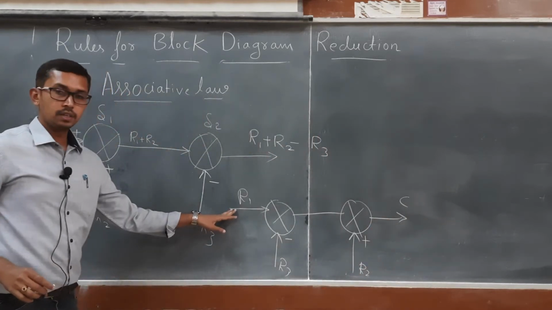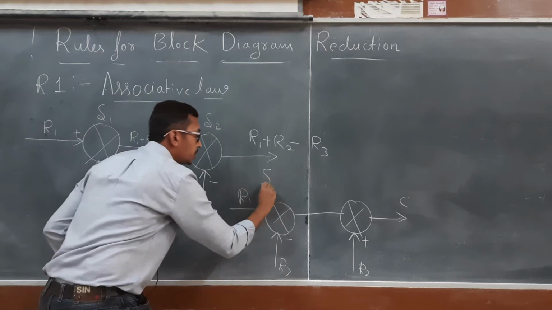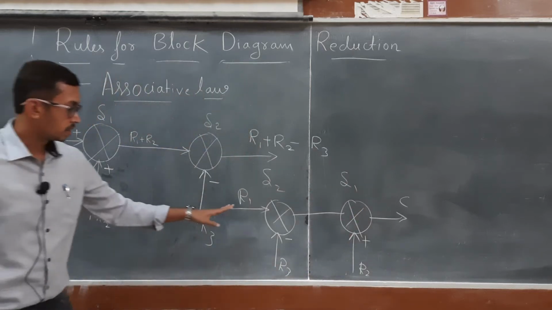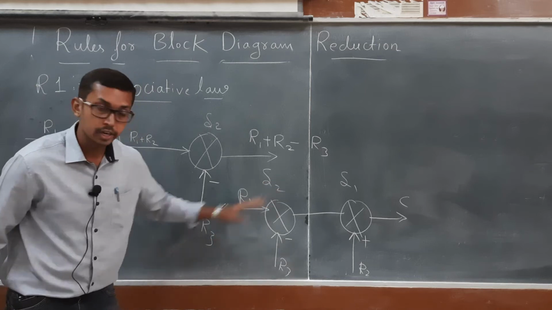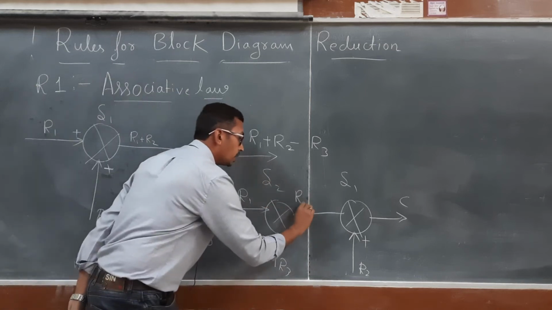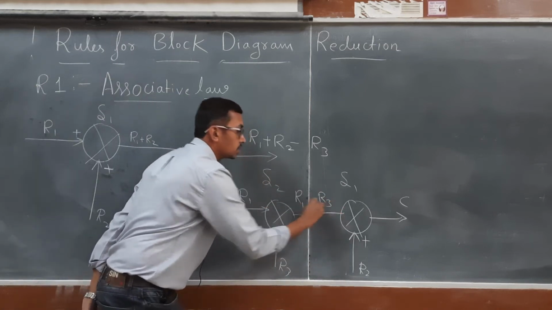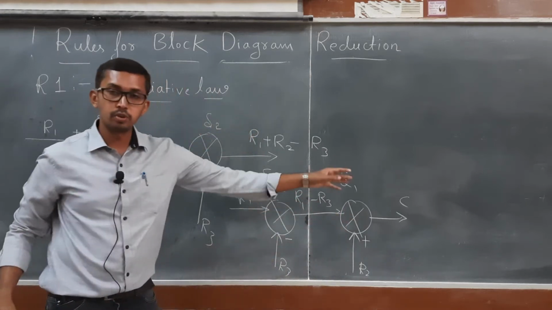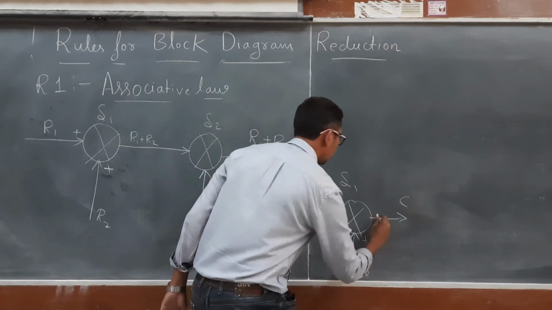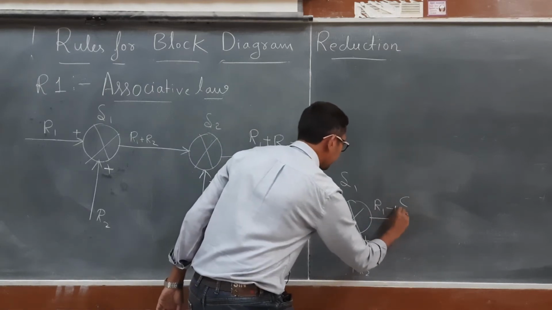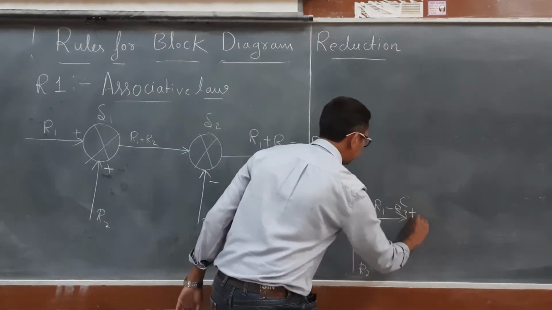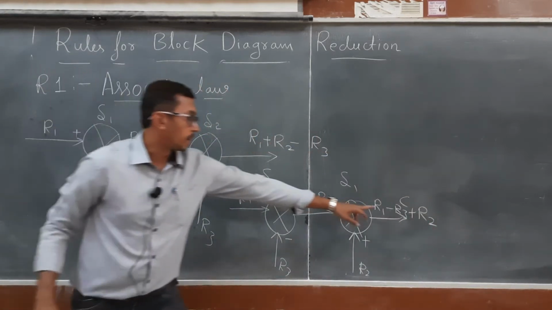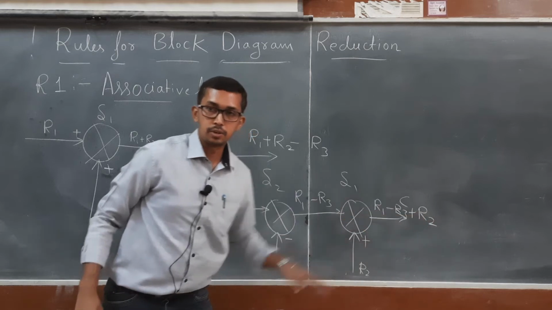What is the output? Here, this is summing point 2, and this is summing point 1. What is the output from summing point 2? It will be R1 minus R3. That will be the input for summing point 1. So what is the output from this? It will be R1 minus R3 plus R2. Okay, R1 minus R3 plus R2.